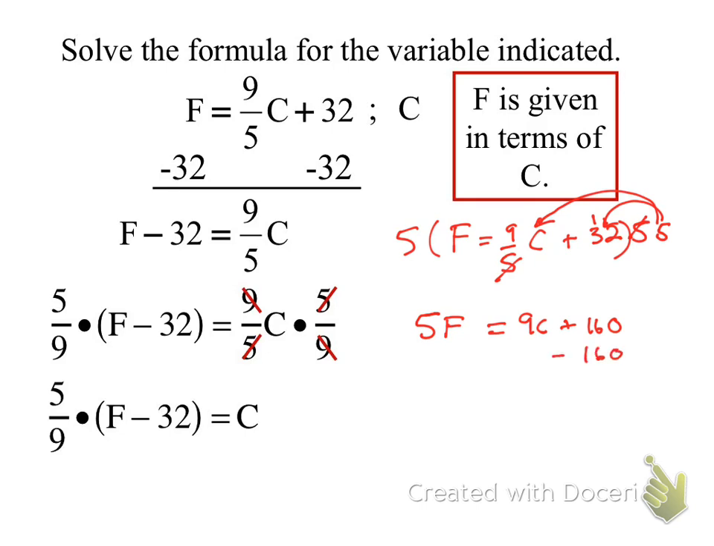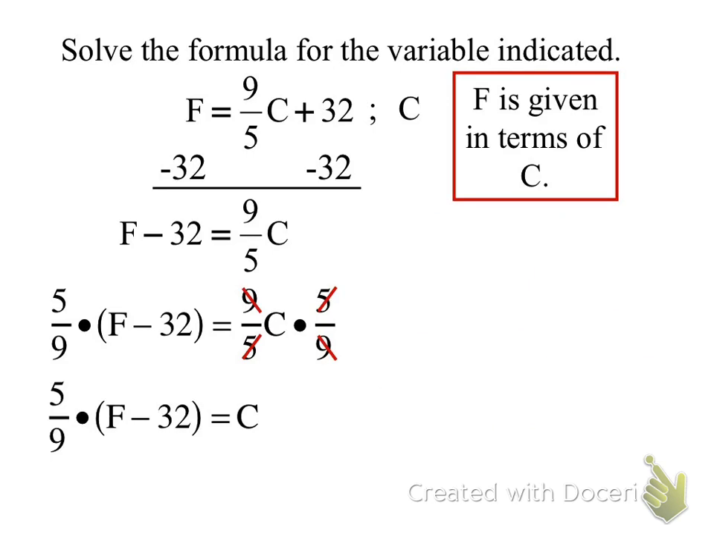And you still got to get rid of that. Minus 160, minus 160, 5f minus 160 equals 9c. Divide by 9, divide by 9, divide by 9. It's just ugly. So undo your addition and subtraction first so you're not left with a big ugly fraction statement.